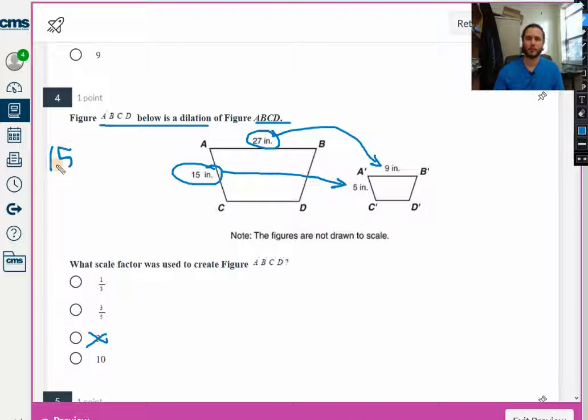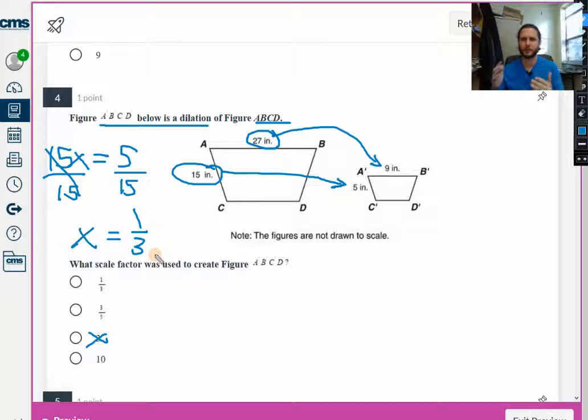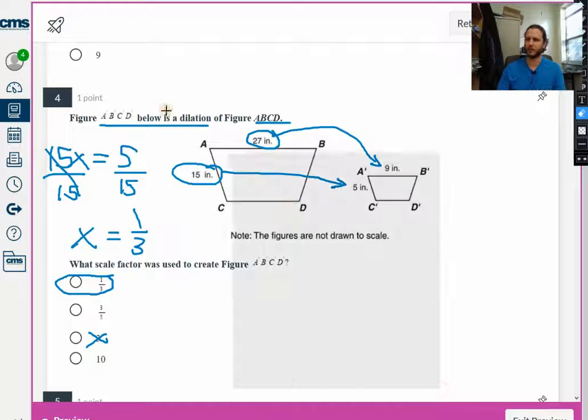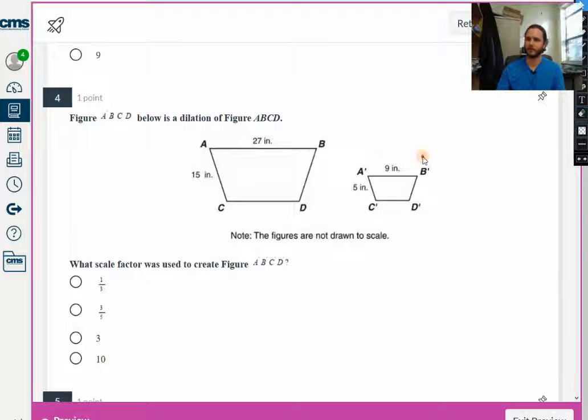You want the original shape, 15, times something, which equals 5. If you do algebra to actually isolate the variable, just like that, you end up with x equals 5 over 15, which simplifies to 1/3. That is our scale factor, and it works with all of the sides in this shape. 1/3 was the value we wanted. And that's it for number 4. Let's move on to number 5 once I clear the screen.